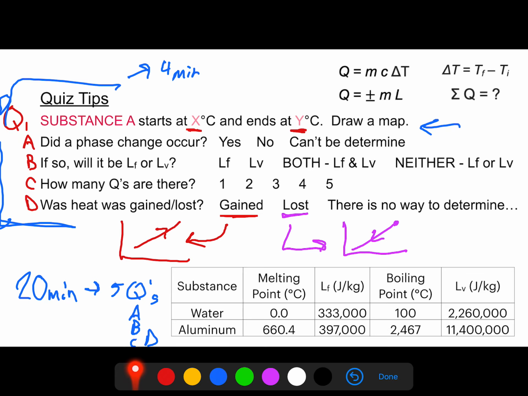But just in terms of budgeting your time, no calculator will be needed for this one, just so you're aware of that. If you have any questions, make sure you ask me before you take the quiz.